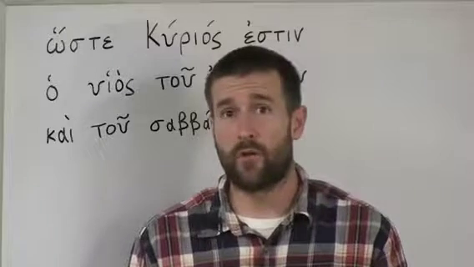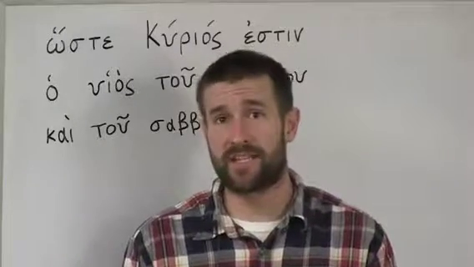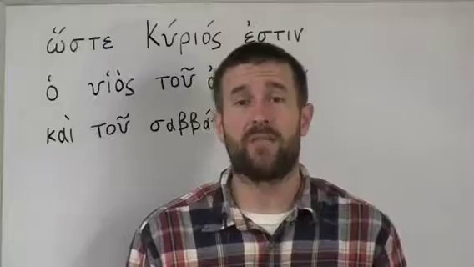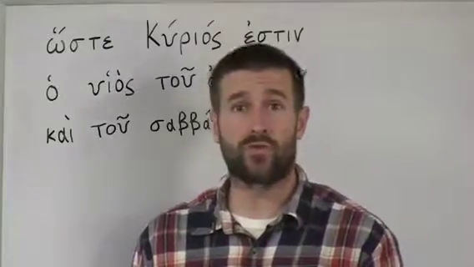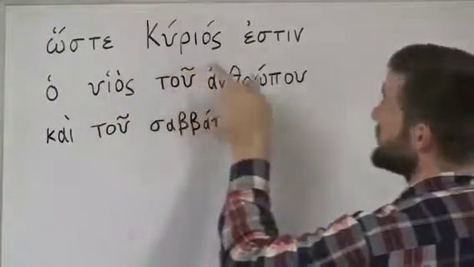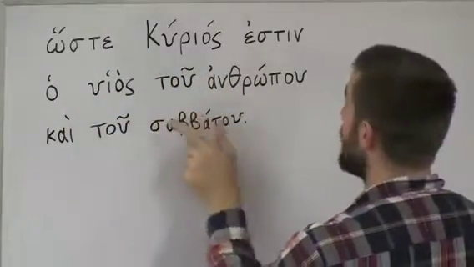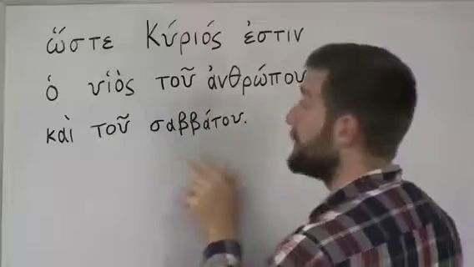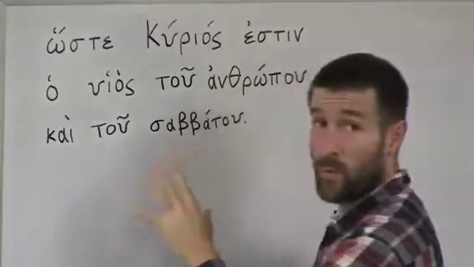And today we're going to be going over Mark 2:28 in the Greek New Testament. Now in English this verse says, "Therefore the Son of Man is Lord also of the Sabbath." In Greek it is "Oste Kyrios estin oios tu anthropou ke tu Sabbatou." Now let's go over this word by word.